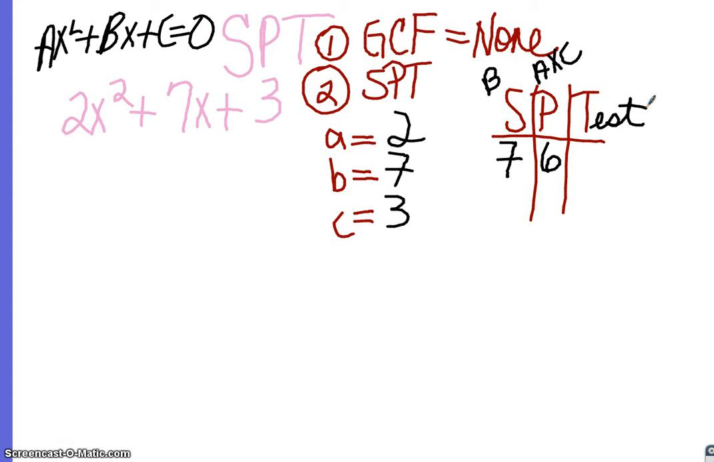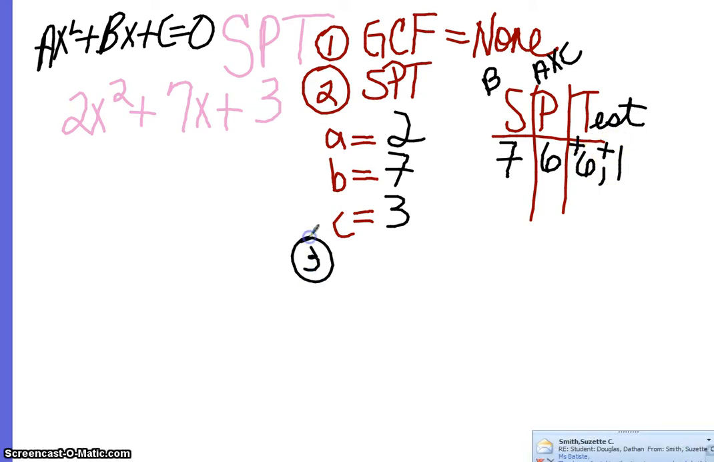Now I know I can't add a 2 and 3 and get a 7, but I can add a 6 and a 1. And I can multiply them and get a product of 6 as well. So I know that in this case both of them need to be positive. So my third step is to rewrite my equation.